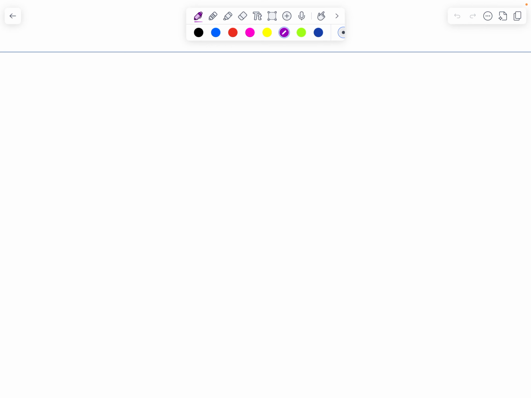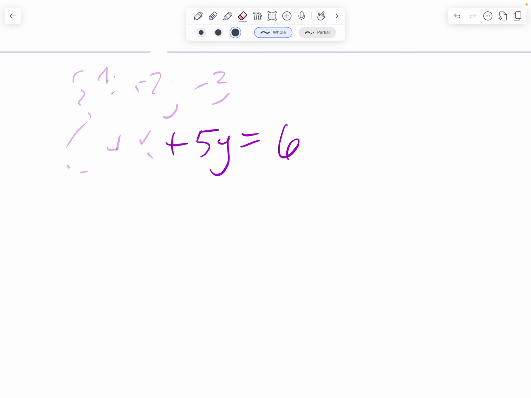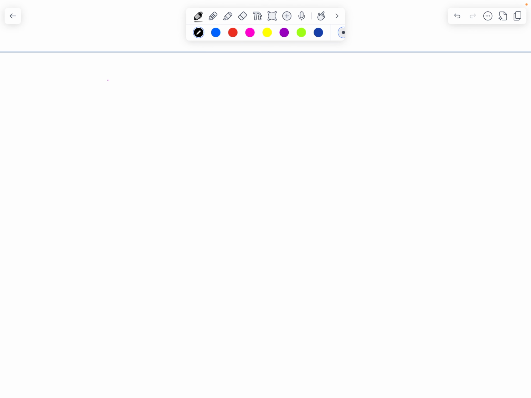Alright folks, this is Systems of Linear Equations Part 3, I think. So if you're learning this stuff, you've probably done things like this: x plus 2y equals 3, 4x plus 5y equals 6. Integer coefficients, that's great and all. And if you've followed the videos, you've probably done some with fractions.